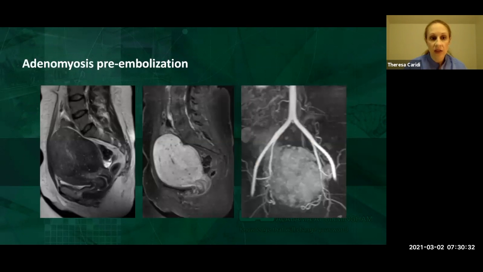On the left side of your screen, this is a fluid sensitive sequence. You see that expansion of the junctional zone. And in both that image and the middle image, which is post contrast, you see those small cystic spaces that we saw in that graphic on the previous image.